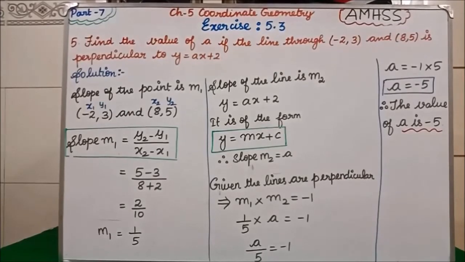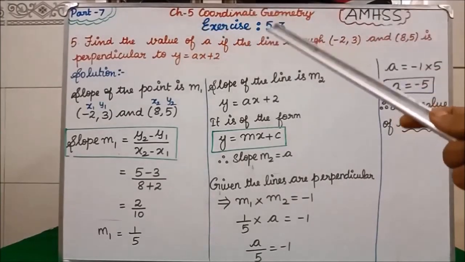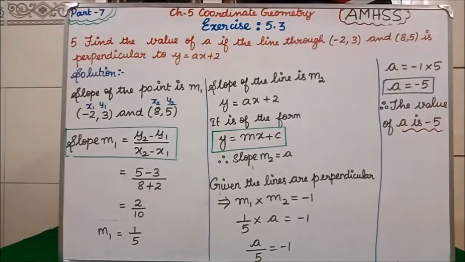In exercise 5.3, next we are going to see the fifth question. Find the value of a if the line through minus 2, 3 and 8, 5 is perpendicular to y equal to ax plus 2. Okay, they have given what? 2 points. What are the 2 points? Minus 2, 3 and another point is 8, 5. And this line through the 2 points is perpendicular to the line. What is that line? y equal to ax plus 2 is that line.